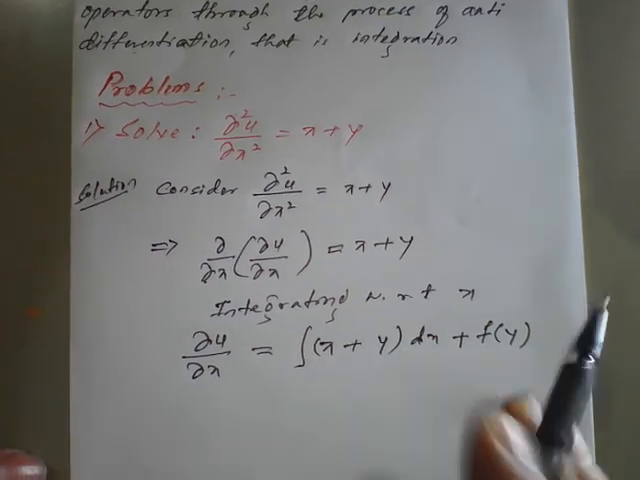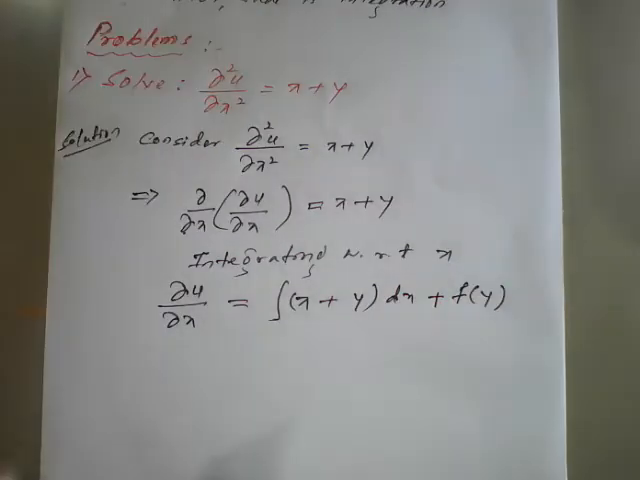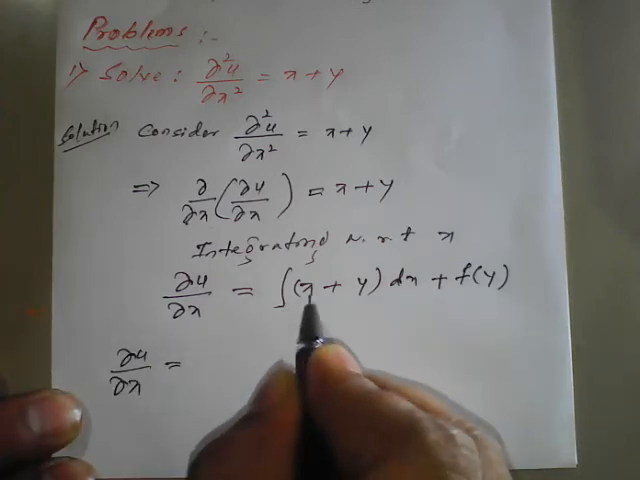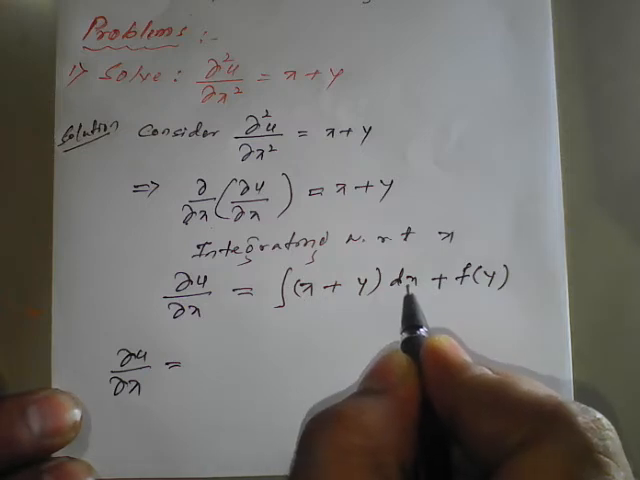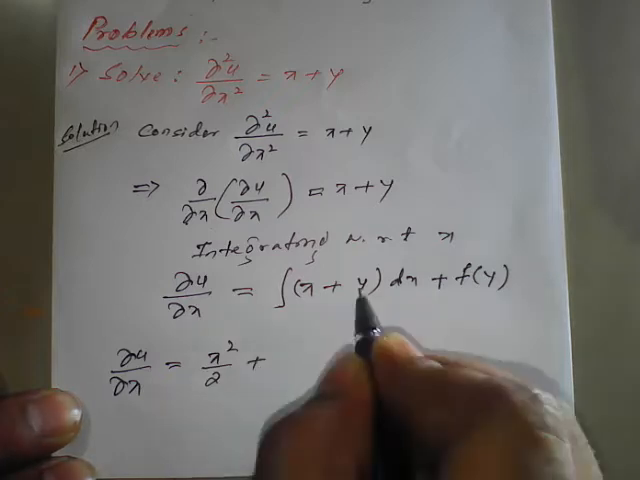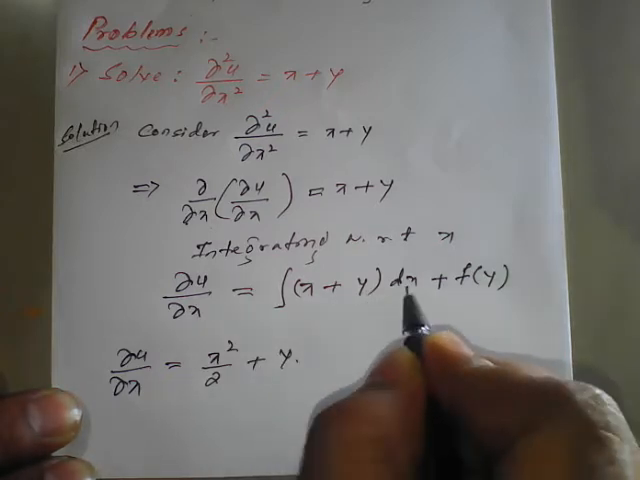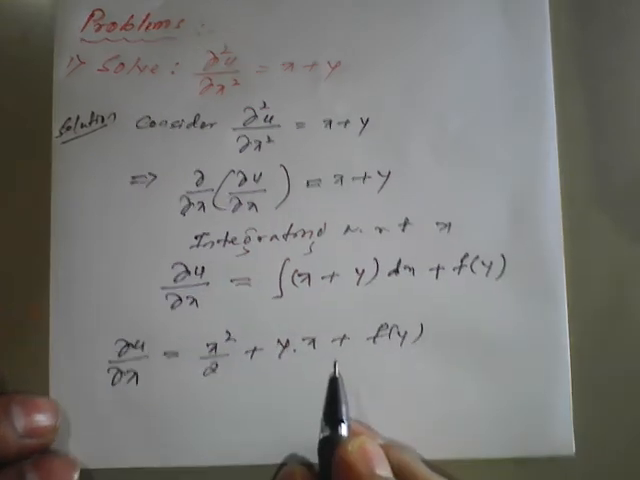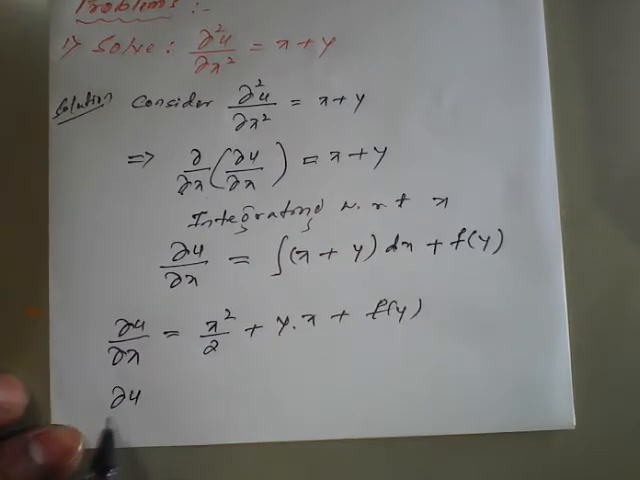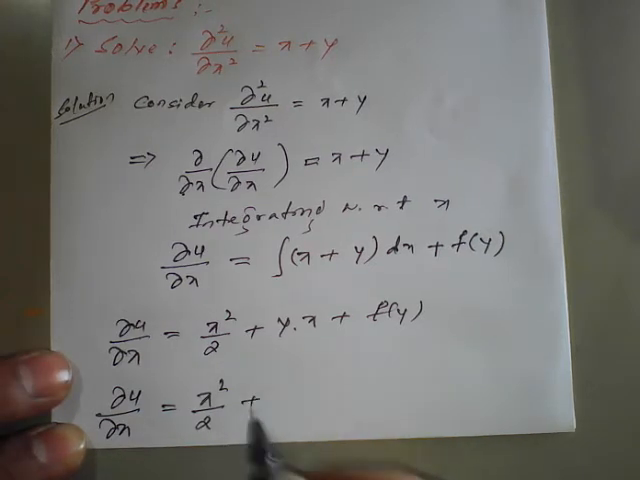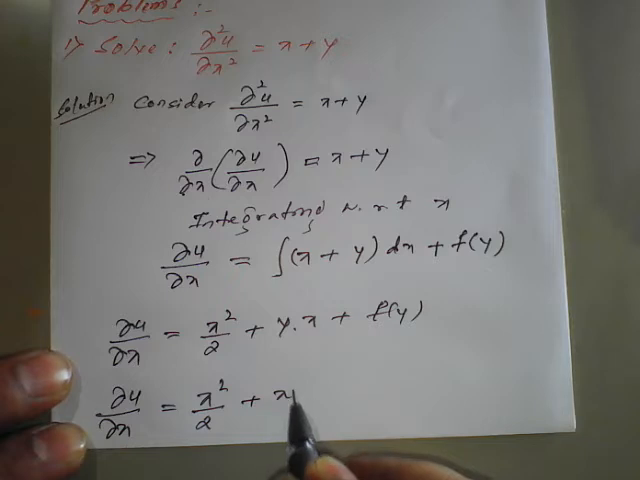Now the right hand side simplification we have to do. Left hand side as it is, ∂u/∂x is equal to the integration of x with respect to dx, which will be x²/2, plus y is a constant, and the integration of a constant with respect to x is yx, plus f(y). So on simplification, ∂u/∂x = x²/2 + xy + f(y).